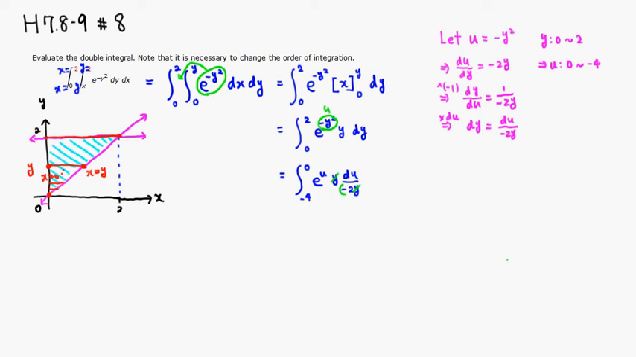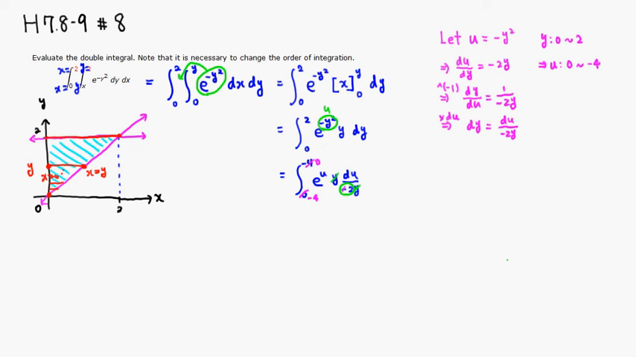Then we can probably use this negative sign to switch the lower limit and the upper limit. Actually, sorry, I messed it up. It was actually from 0 to negative 4 initially, and then we can reverse the order. That's what I should have done.